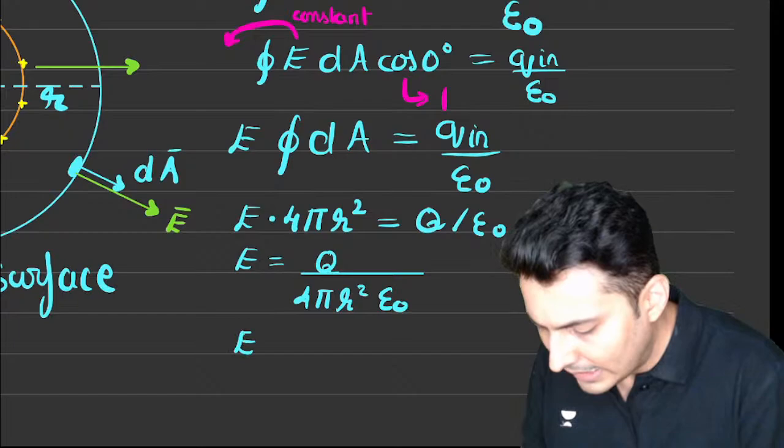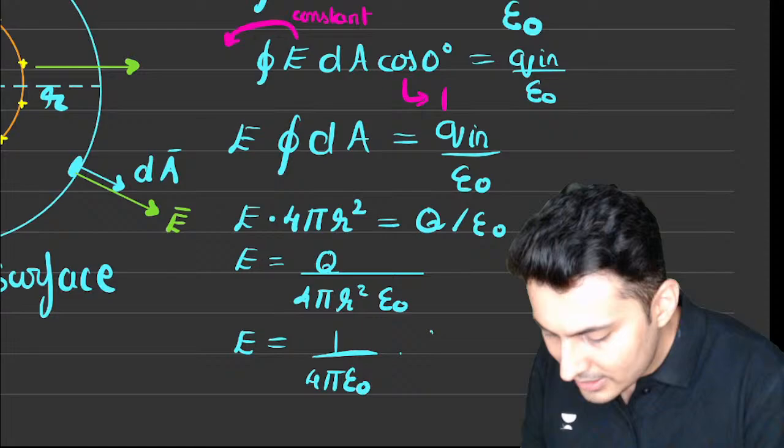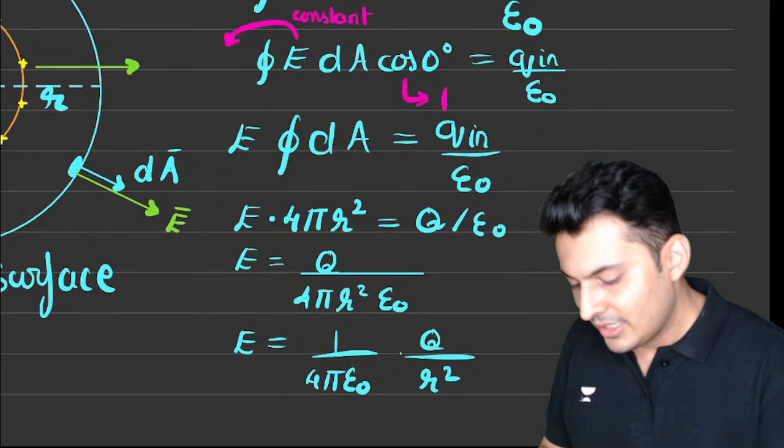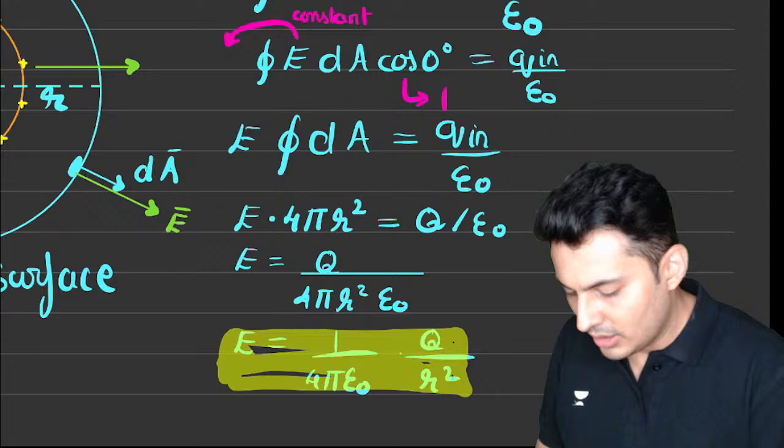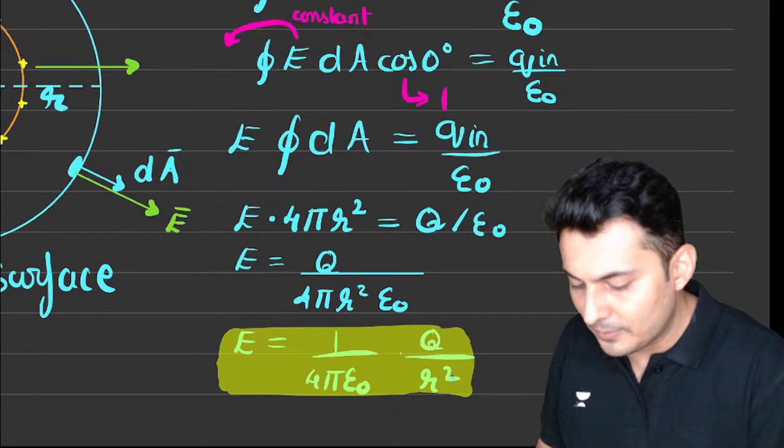But I will write it in a beautiful form. I will write 4 pi epsilon naught before, then I will put Q, then I will put r square. This is just like your Coulomb's law. This is how, in fact, Coulomb's law can be derived using Gauss's law. So this is exactly what you would expect it to be.